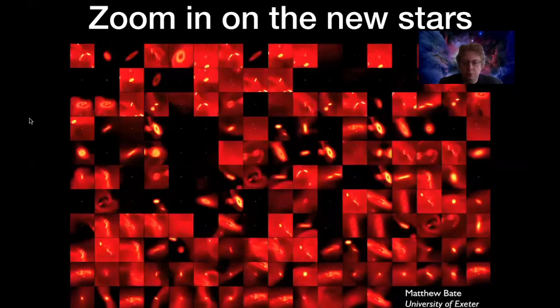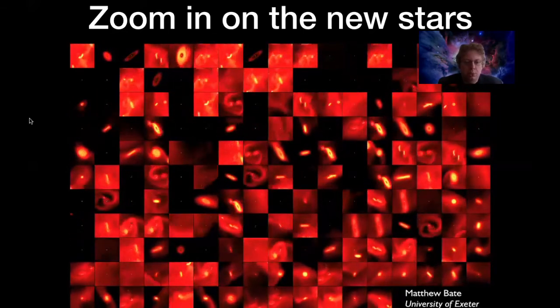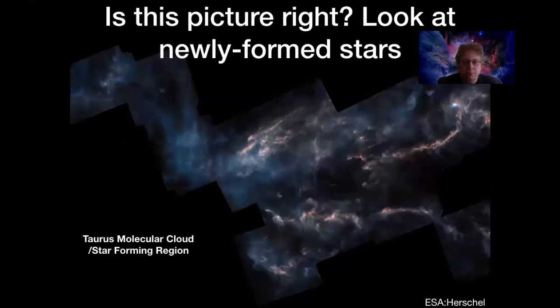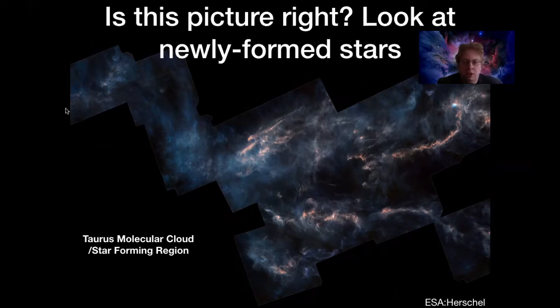So these are some simulations, and they look pretty convincing, but what can we say about them with observations as well? So how would we go about testing this? One way to do it is to look at regions of the sky that look like they might be about to form new stars. So here's a beautiful mosaic of a star-forming region called the Taurus Molecular Cloud.